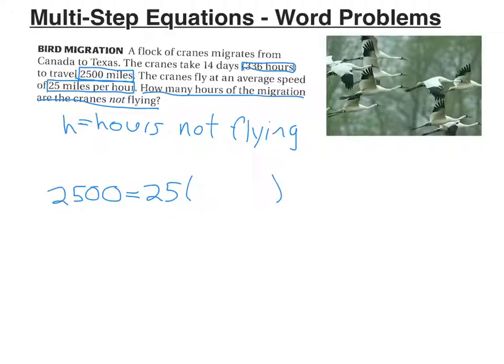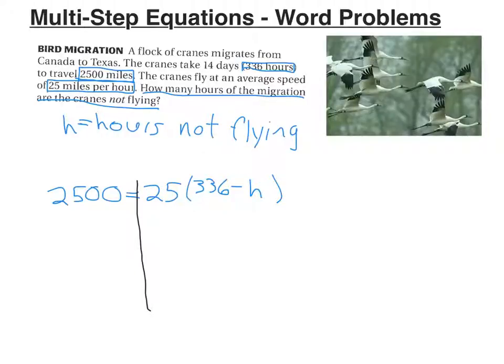Now, we know that it takes them 14 days to travel that far, but birds can't fly for 14 straight days, right? We're looking for how much time they're not flying. That's what h represents. If we know there's 336 total hours that the trip takes, we subtract the time that they're not flying. This right here gives us the time that they actually spend flying from Canada to Texas. So now that we have our equation, we can start solving it.